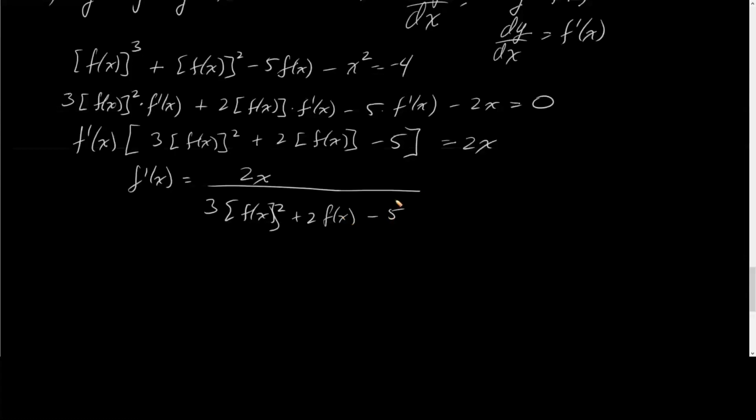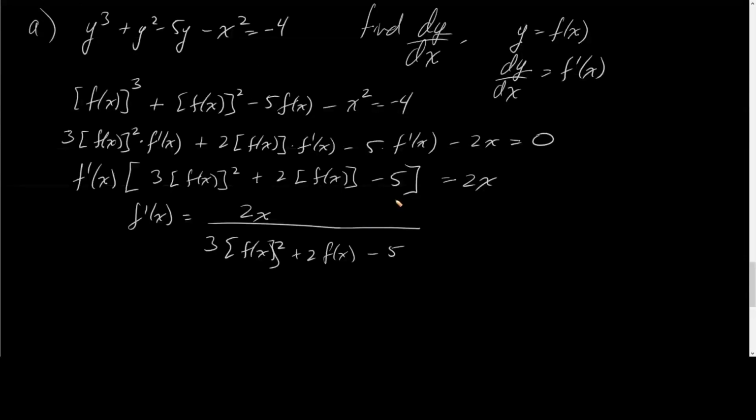And, well, since we said that f prime is dy dx and f of x is just y, we can say here that dy dx is equal to 2x over 3y squared plus 2y minus 5. All right. Now, this is essentially how we think about this, because we're treating y as a function of x. That's what we mean when we say treat y as a function of x and apply the chain rule.